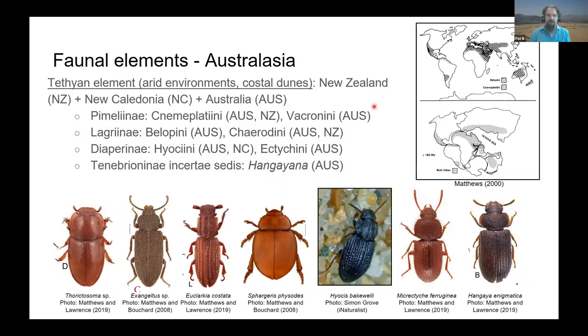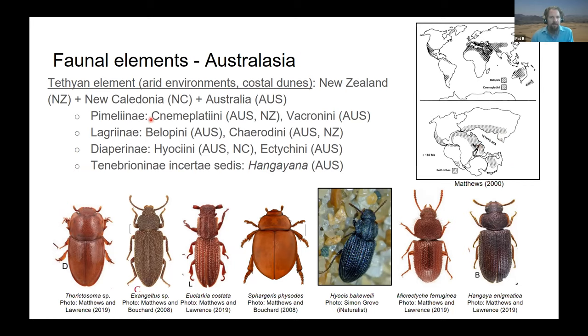So Eric Matthews in 2000 looked at the origin of the fauna of Tenebrionidae in Australia, more specifically. He thought that there were three different origins for the fauna that's in Australia today. One of them, which he called the Tethian element, is mostly Pimeliines that were found around the Tethys Sea a long time ago. Those elements are in Australia now, and they're mostly older elements in his classification scheme.